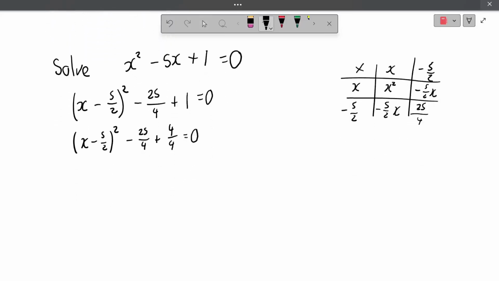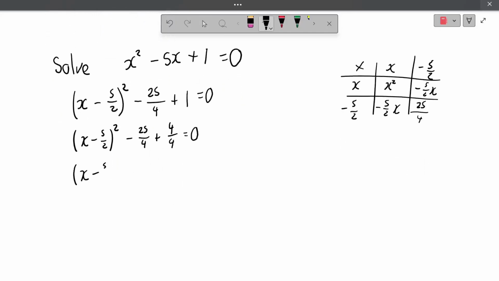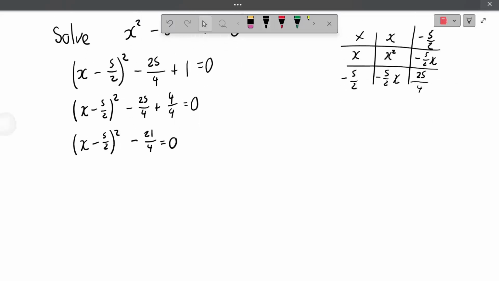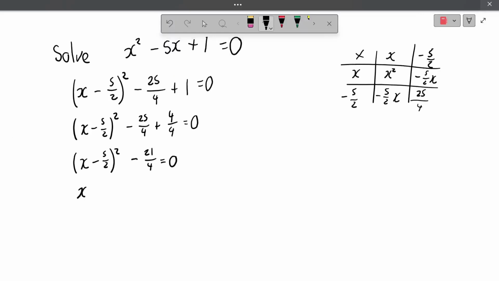And that means we have x minus 5 over 2 squared minus 21 over 4 equals 0. We put 21 over 4 on the other side. So you have x minus 5 over 2 in brackets squared equals 21 over 4. Then we square root it. So then you have x minus 5 over 2 is plus and minus the square root of 21 over 4.